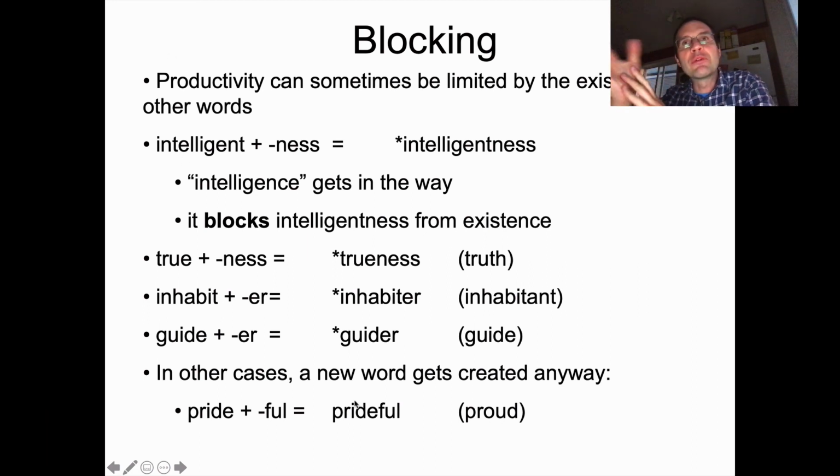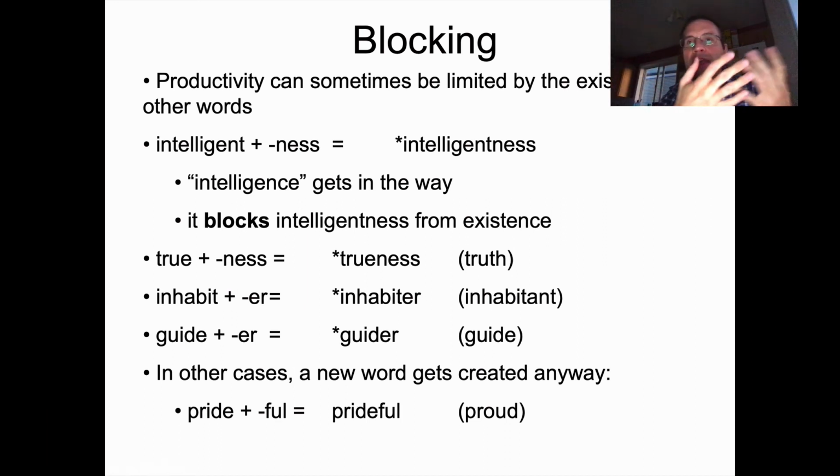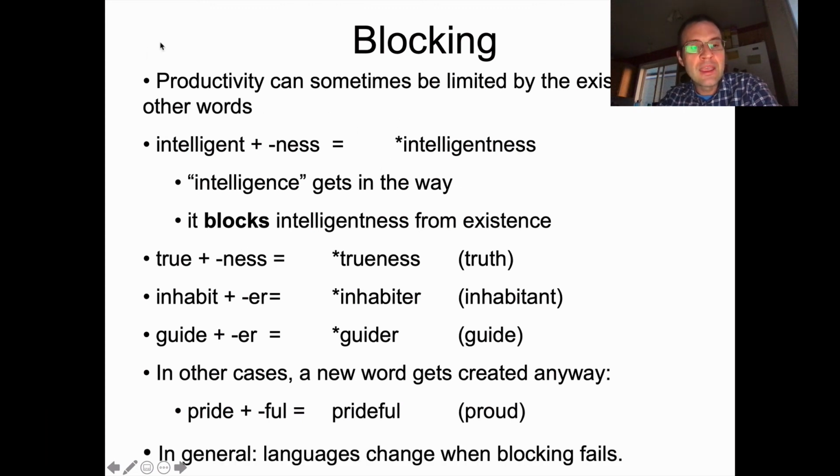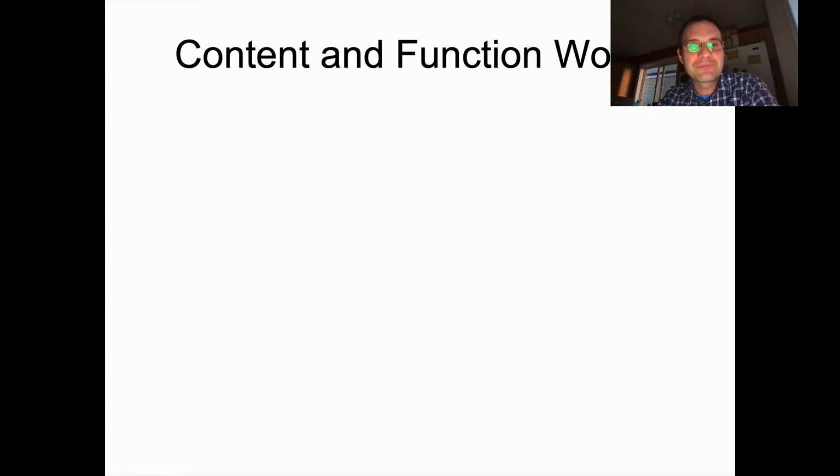In that case, maybe blocking would fail in case you wanted to create a new meaning which wasn't encompassed by the original word in the first place. But when you already have the original word serving the same purpose, like intelligence, you wouldn't need to create intelligentness unless somehow this would wind up meaning something different. That being said, when blocking fails, languages change. So if the old guard is saying things like truth or inhabitant, and a group of young people will just start saying trueness or inhabitor, there's not a whole lot that the old people can do to stop them, and eventually the old ways will disappear and new words will come take their place.